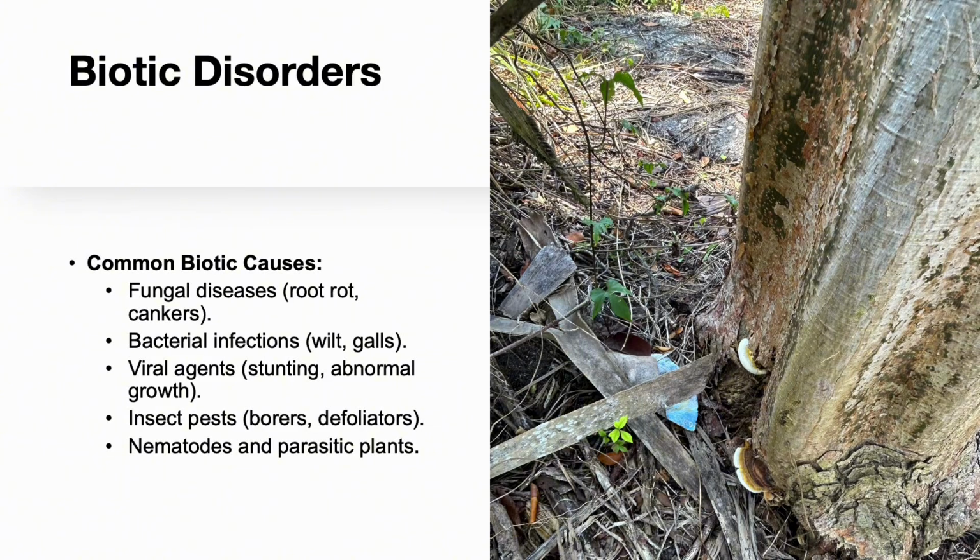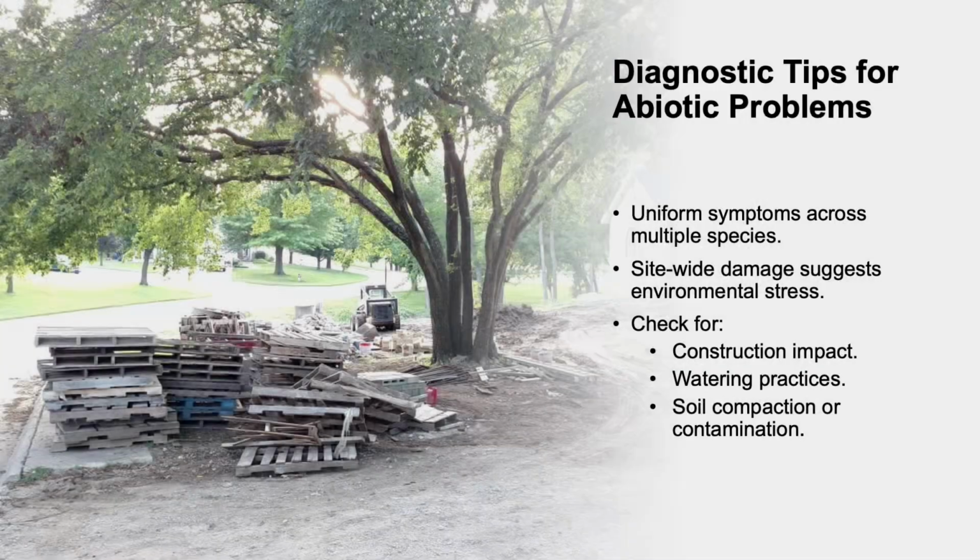And biotic disorders involve fungal diseases like root rot and cankers, bacterial infections causing wilt or galls, viruses that lead to stunting or abnormal growth, insect pests such as borers and defoliators, nematodes, and parasitic plants. As I mentioned, abiotic problems often show up as uniform symptoms across multiple species. Site-wide damage is linked to environmental stressors. Check for recent construction, watering practices, or soil contamination.